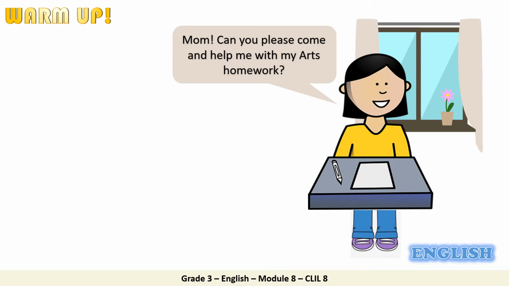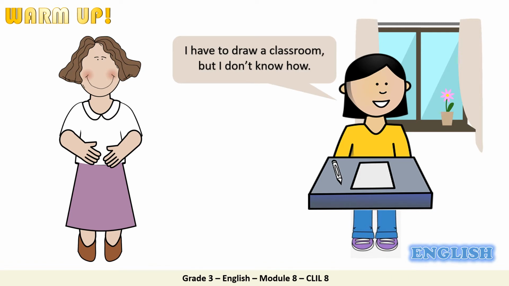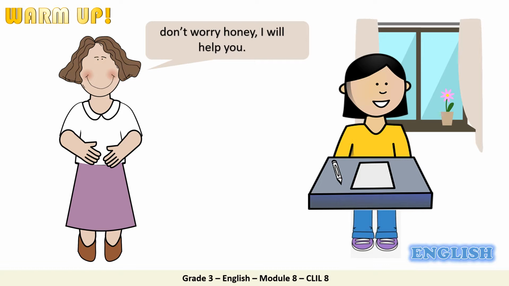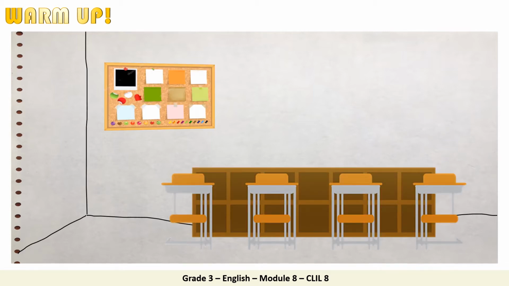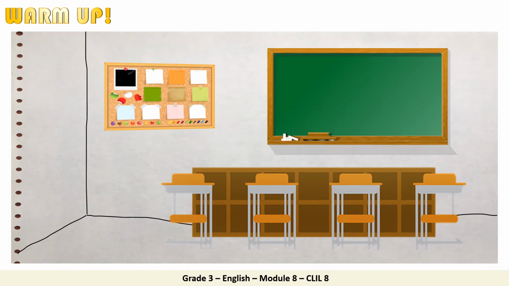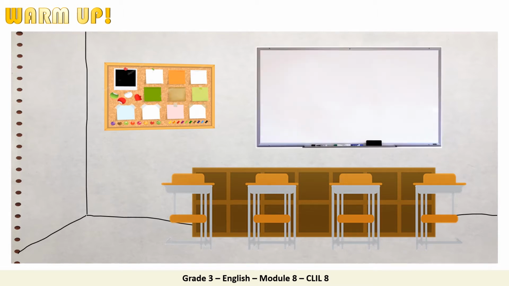Mom, can you please come and help me with my arts homework? Of course, my dear Munira. What do you want me to help you with? I have to draw a classroom, but I don't know how. Don't worry, honey. I will help you. So give me a piece of paper to start. First of all, I will draw the floor and walls, the desks, the bulletin board, and the chalkboard. What's a chalkboard? Oh, I forgot. When I was your age, we used to have chalkboards instead of whiteboards. But Mom, now we also have smartboards. Really? Yes. Schools have changed a lot. So let me erase that and draw a whiteboard for you. Here you go. This is your whiteboard. Thank you, Mom, for helping me. You are most welcome.